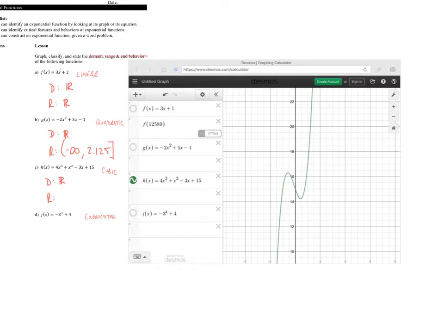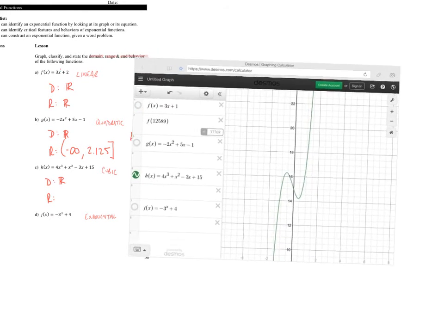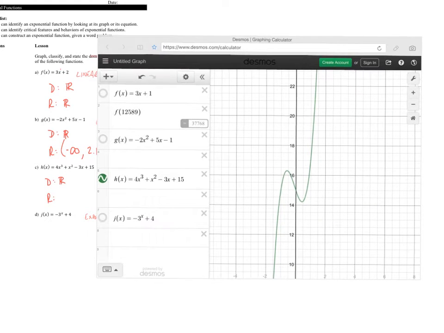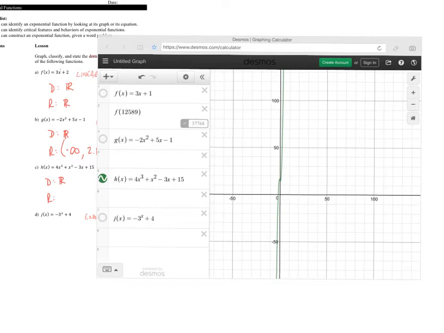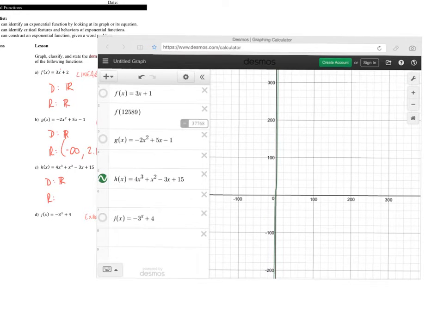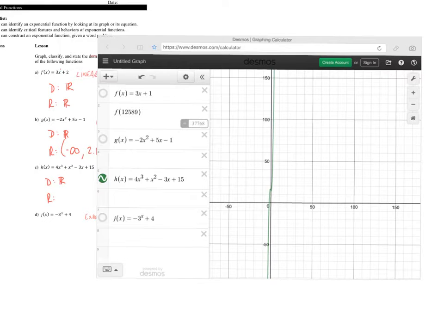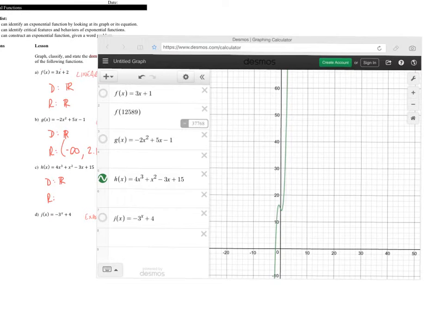And its range is going to be just like linear functions. It's going to move in the positive y direction and the negative y direction forever and ever. And if I zoom out, I can see that that function is going down and up forever. So the range is also all real numbers. It's not limited there either.